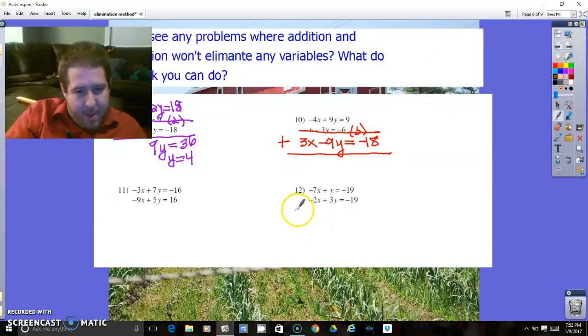Okay, so I'll let you take over from there, and I'm going to show you just 11 and 12, and then we'll move on to the homework.